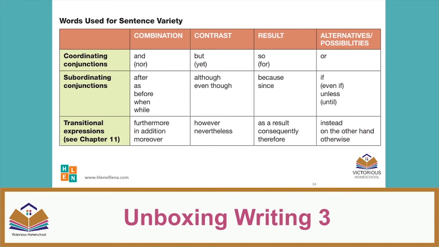So, words used for sentence variety. Again, you might want to take a screenshot of this. Very, very useful tools when you are writing. See? These words establish the same relationship. So: combination relationship, contrast relationship, result relationship, and alternatives and possibilities relationship. And you can vary your sentences depending on what you feel is more applicable as you are writing.